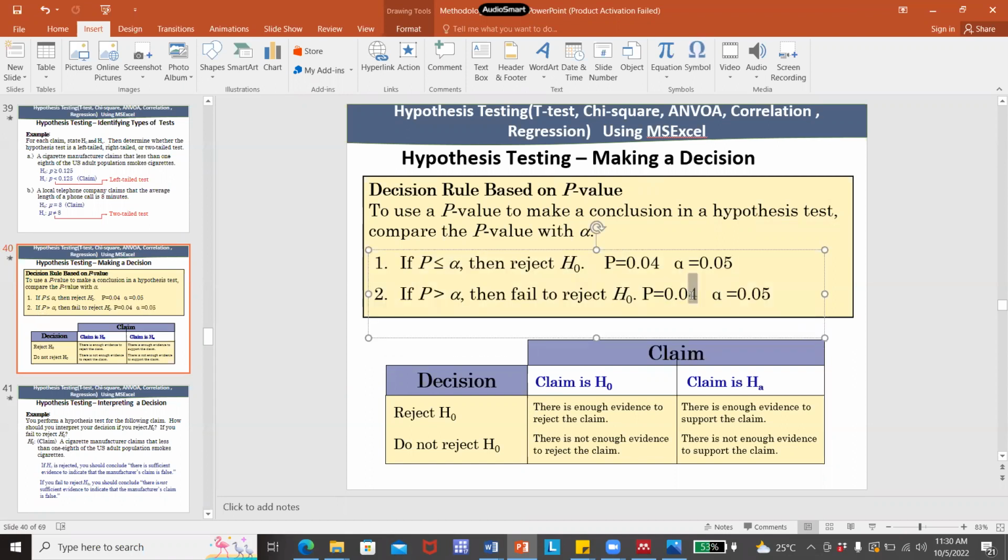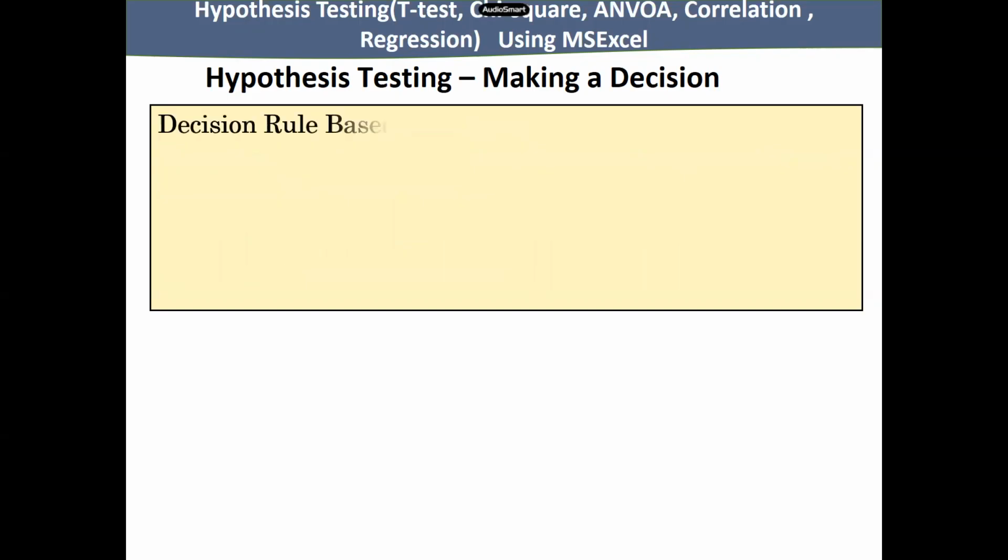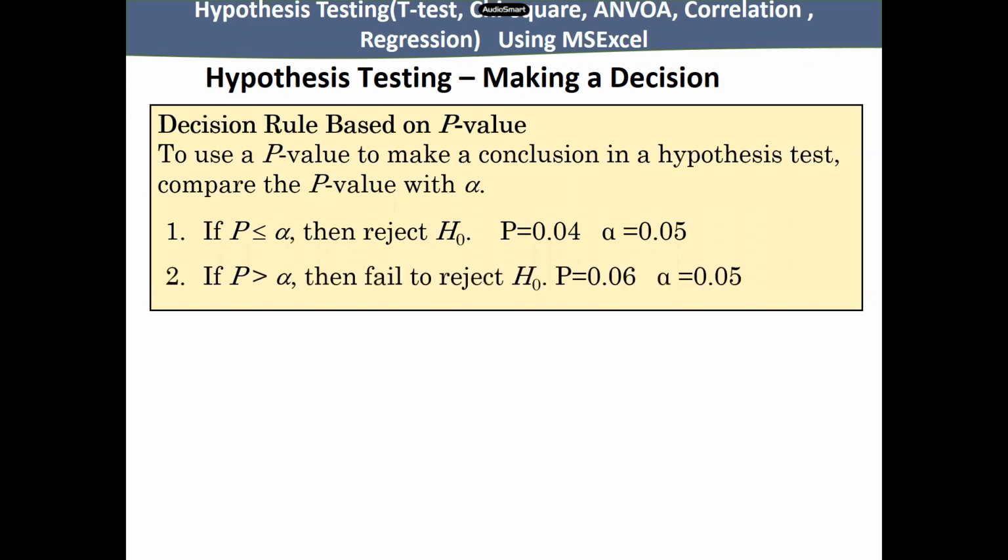Now, if P is 0.6, then it's what? It is greater than alpha. It said if P is greater than alpha, then fail to reject what? H0. So this one we fail to what? Reject H0. We fail to reject it. We will not reject it.